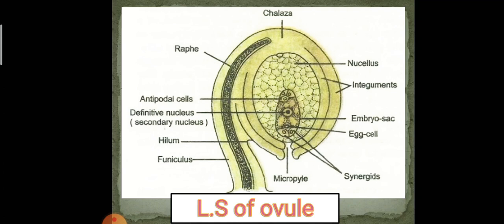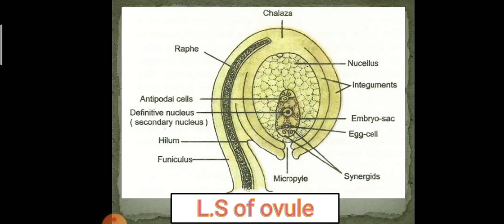Inside the integuments you can observe the nucellus, which has parenchymatous cells. When these parenchymatous cells are massive or thick in nature, it is known as crassinucellate. If they are less or thin in constituent, it is known as tenuinucellate.